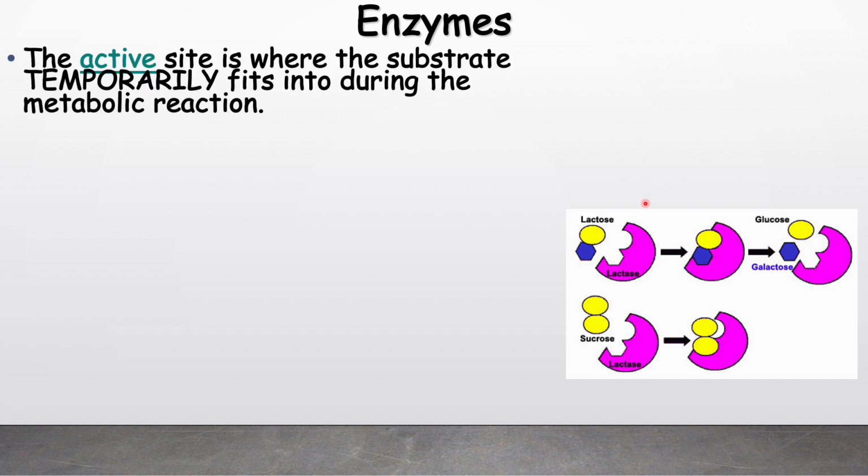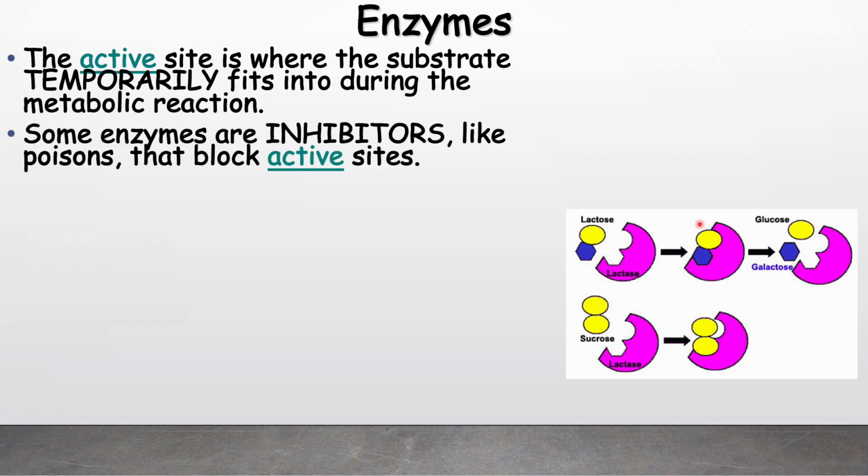Again, your active site is where your substrate temporarily fits in. This is my active site. And then this is my substrate, and it's going to fit together like a lock and key fit together. Some enzymes are considered inhibitors, like a poison. They're going to block the active site.